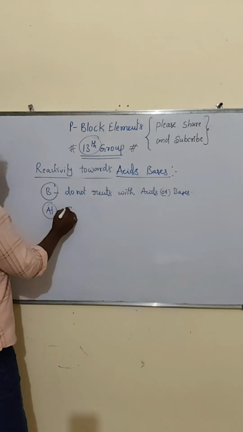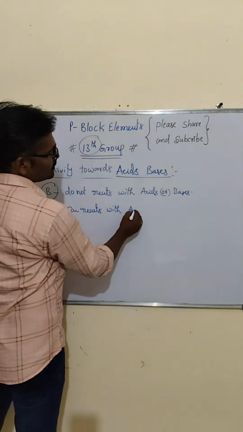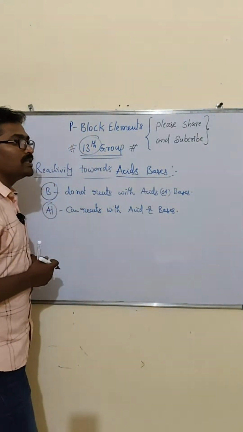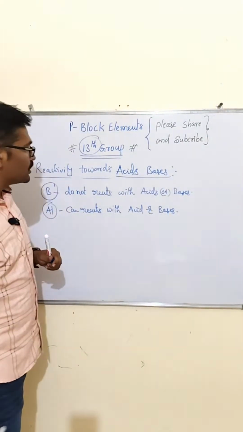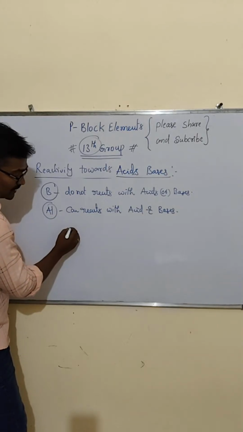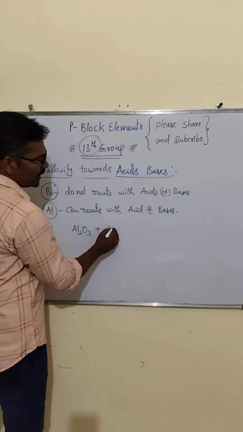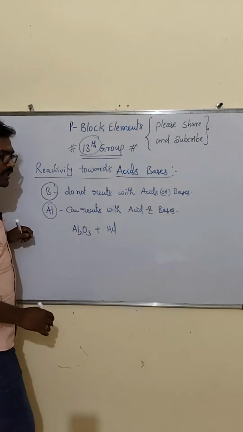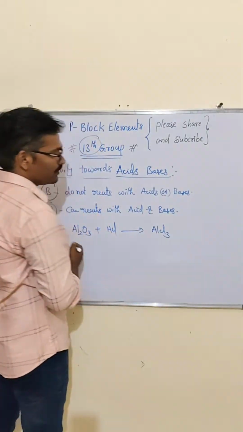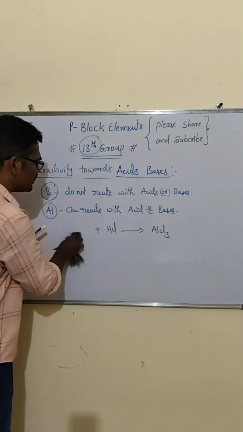But aluminum, I told you, can react with acids as well as bases. Look at aluminum, my dear students. I told you aluminum oxide can react with HCl to form AlCl3.